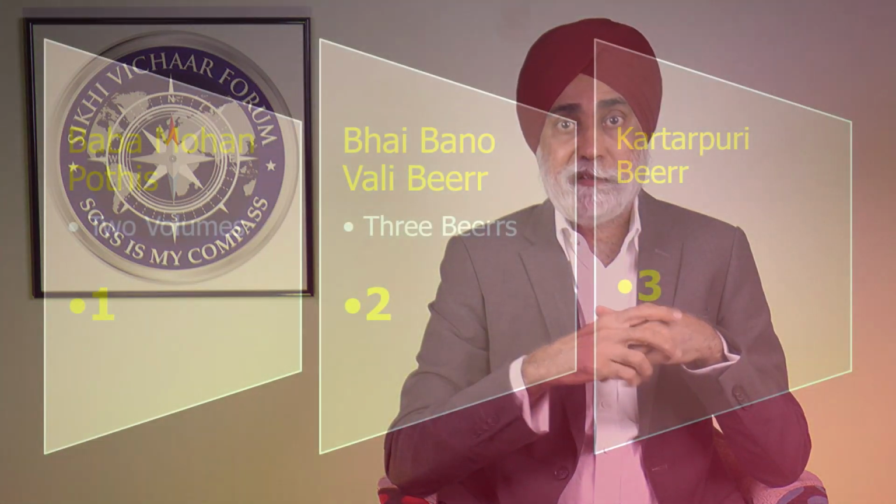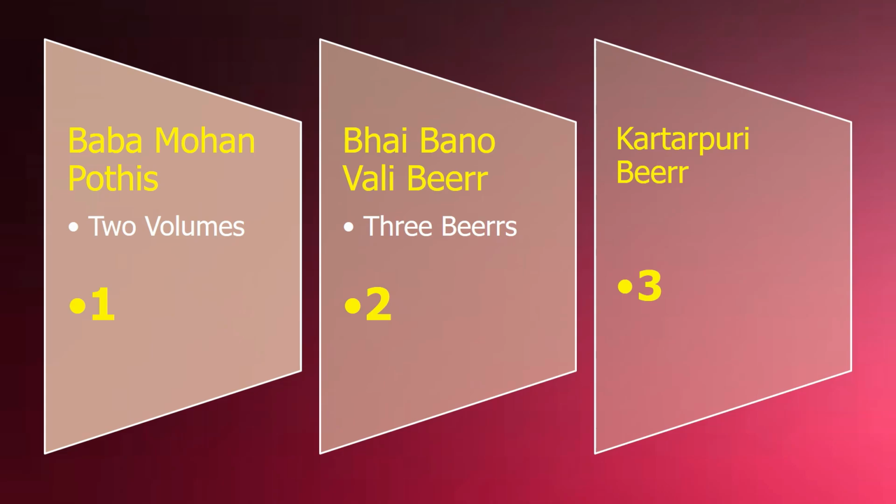This is where the creation of replacement texts comes into play. These are the 3 primary replacement texts that exist within the Sikh world today. First, the Baba Mohan Pothis in 2 volumes. Second, 3 versions of the Bhai Banno bead, and third, the Kartarpuri bead. All of these replacement texts come with claims of authenticity and originality.